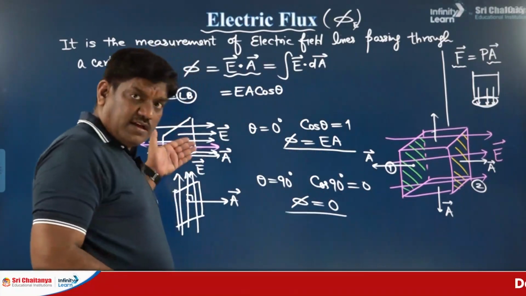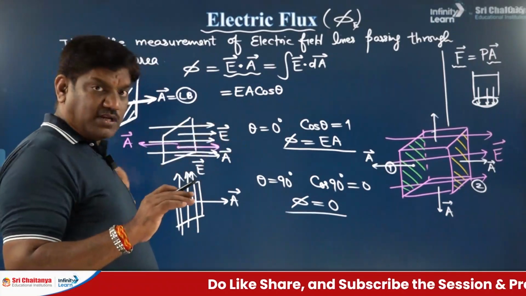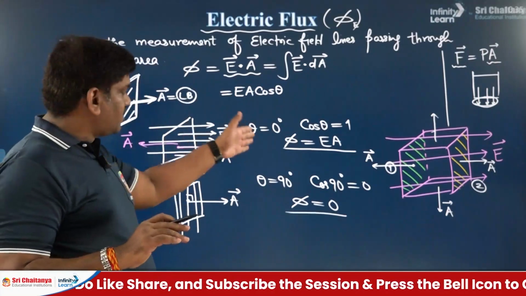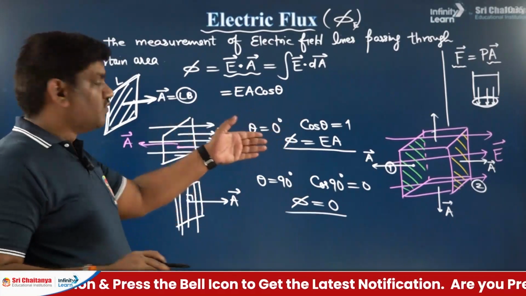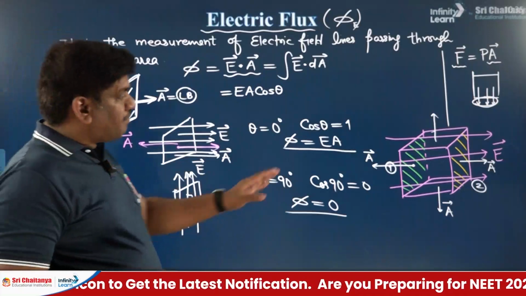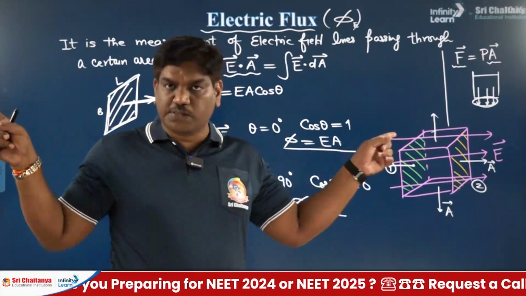For a cross-section area, you can choose any direction, because it simply depends on which side you are looking from. If you look from the left side or right side, it will be coming towards you or going away from you. But when it is an enclosed area, you always have to choose the area vector outward.